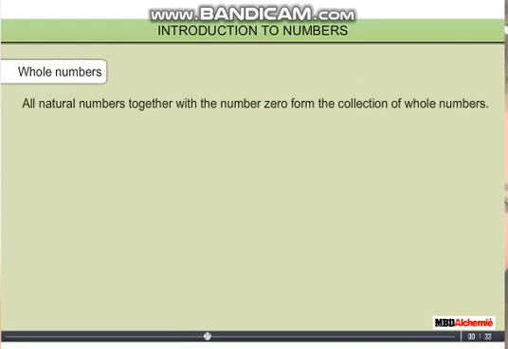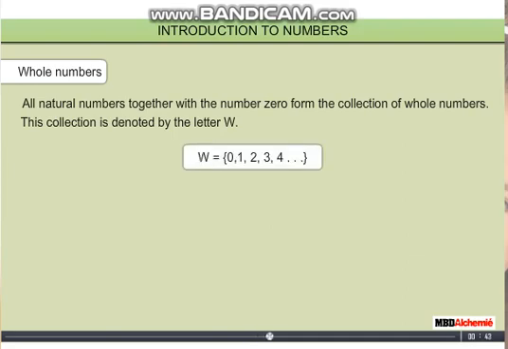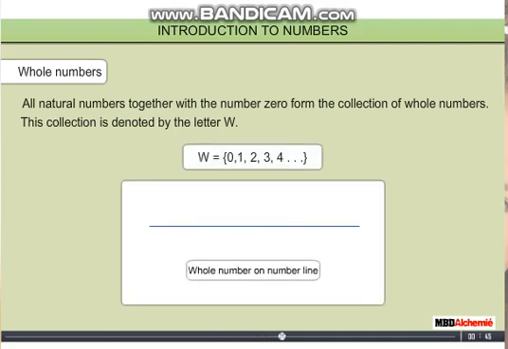Whole numbers. All natural numbers together with the number 0 form the collection of whole numbers. This collection is denoted by the letter W and is represented like this. These are some whole numbers on the number line.